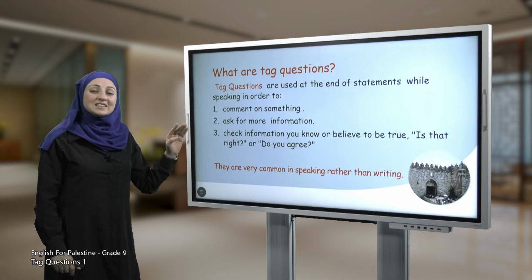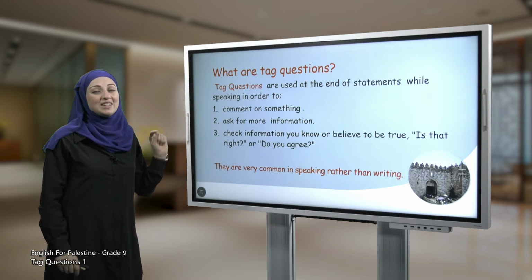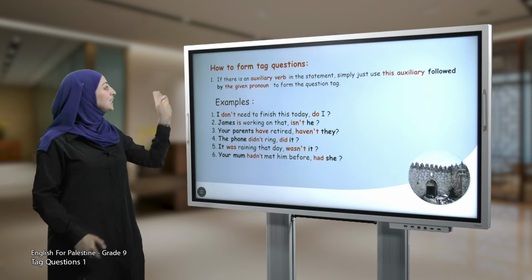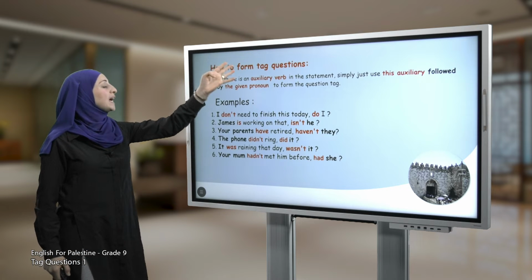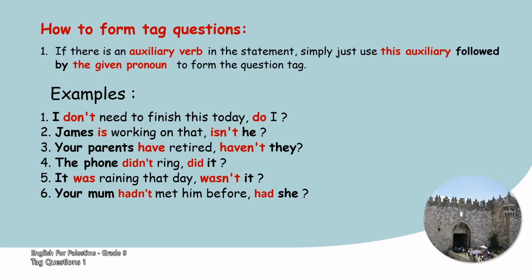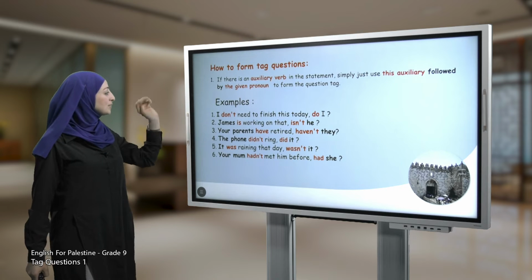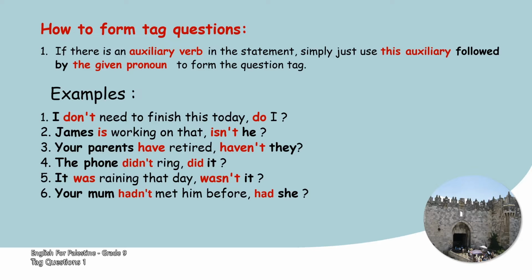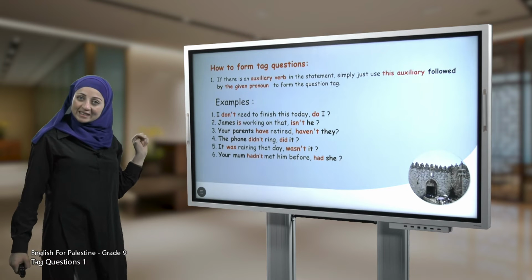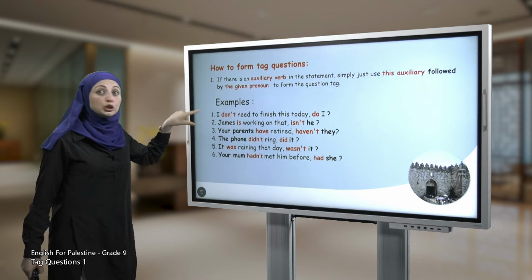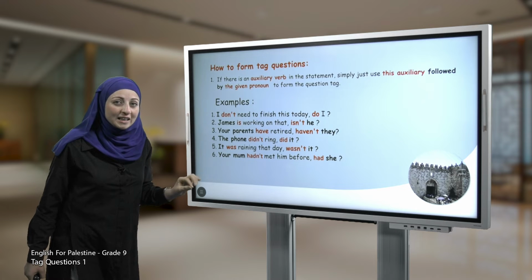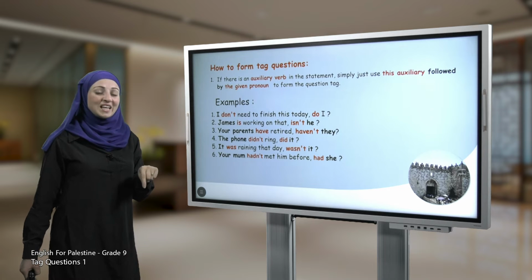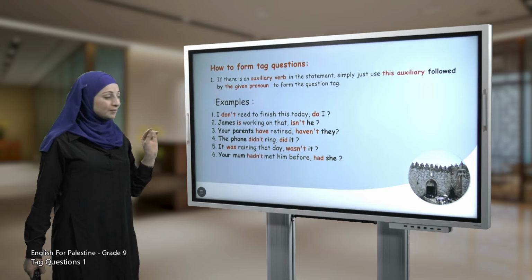So now let's talk about forming these tag questions. How to form tag questions? Here we will talk about forming tag questions with statements that have an auxiliary. Let's start. Example number 1. I don't need to finish this today. If you look at this sentence, you will find that don't is an auxiliary. So, we will use it to form a tag question.